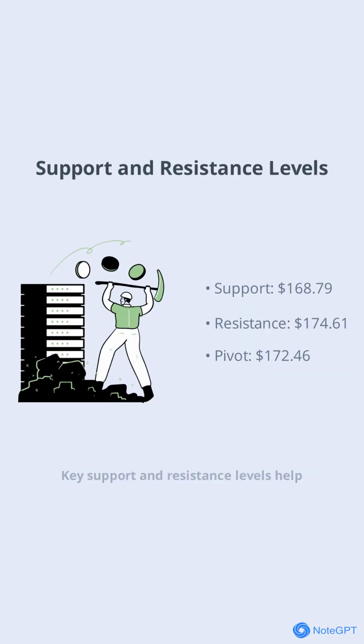Key support and resistance levels help traders identify potential entry and exit points. For NVDA, the nearest support is at $168.79, while resistance is at $174.61. The pivot point is at $172.46. These levels are derived from recent price action and can act as psychological barriers. If the price breaks below support, further downside is possible, while a move above resistance could trigger renewed buying interest.